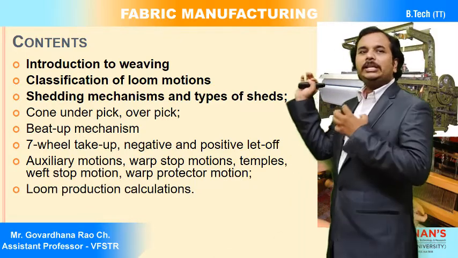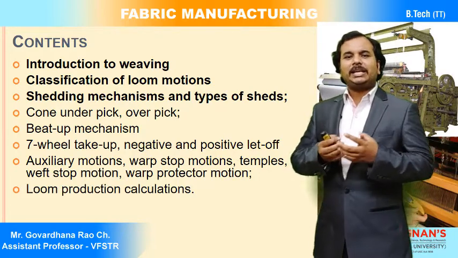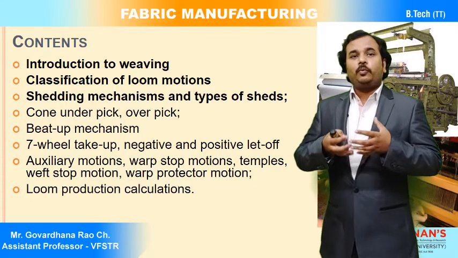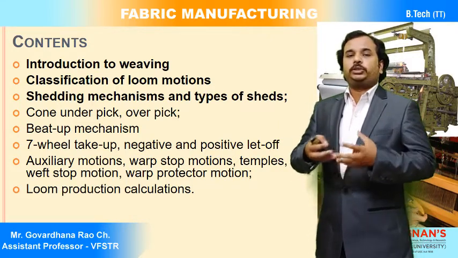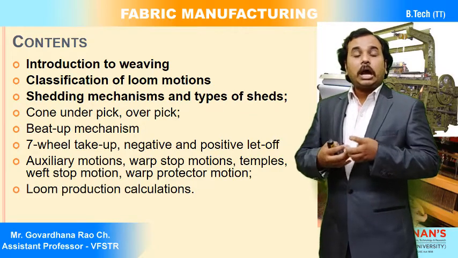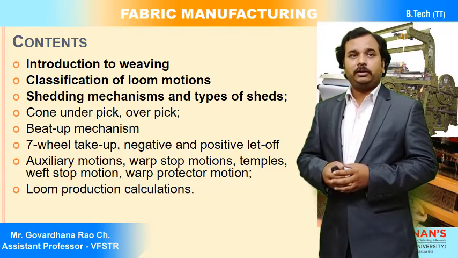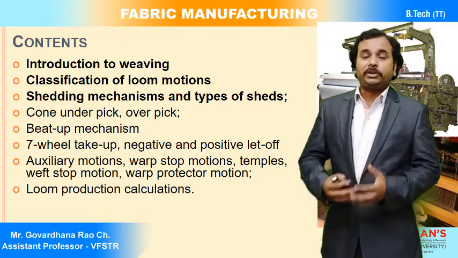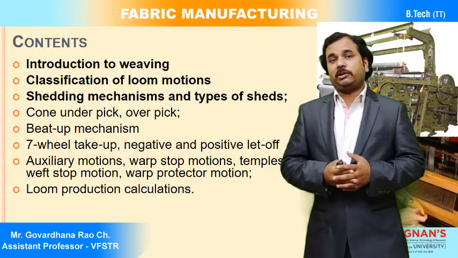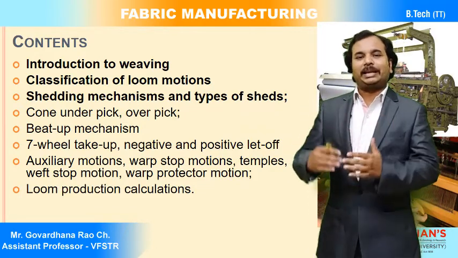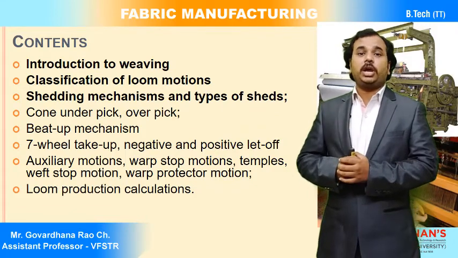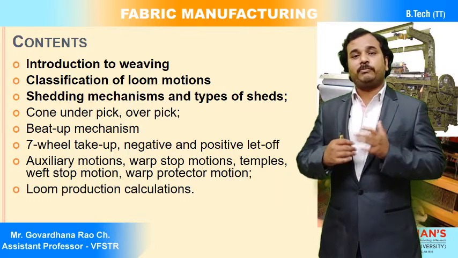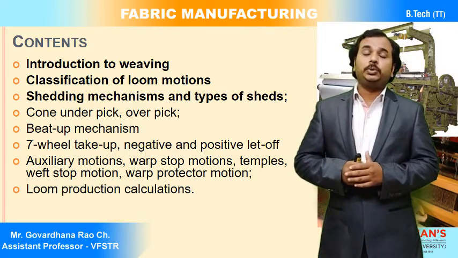The topics we are going to discuss in unit 3 are, as you can see here, the introduction to what weaving is, what the different types of loom motions are, and how these loom motions are classified. Each classification of loom motions, primary motions, secondary motions and auxiliary motions, gives 3 different types of motions, and we are going to discuss these in unit 3.